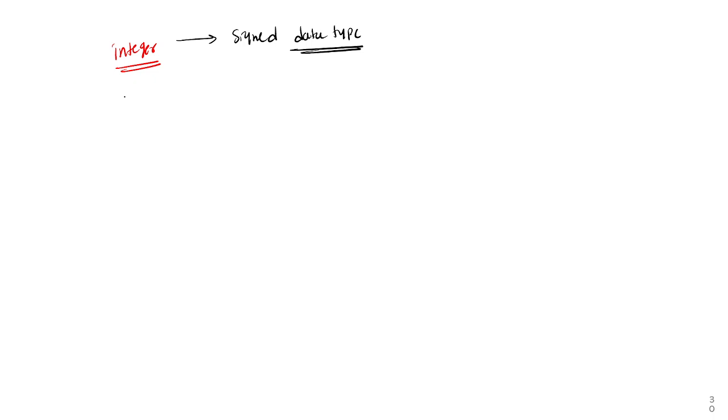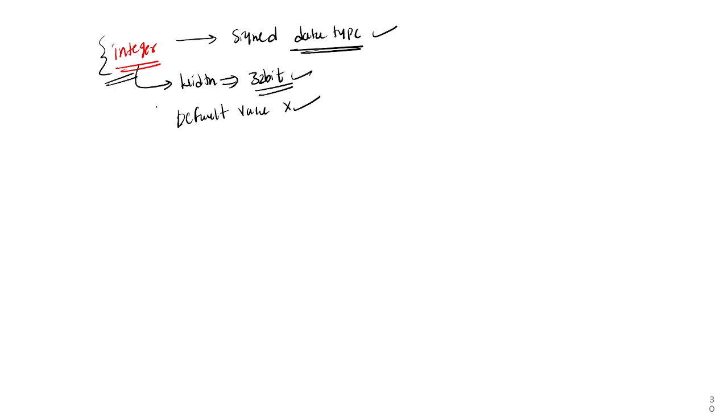The width of integer is 32 bit, the default value is x, and the size is 32 bit. This is a signed data type. If you want to store negative values, you need to use the integer data type.